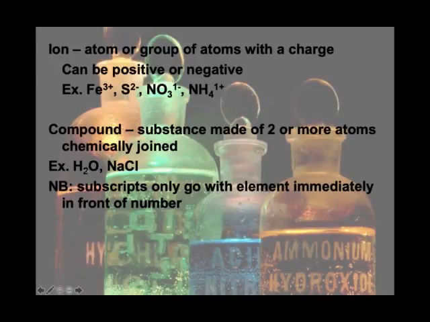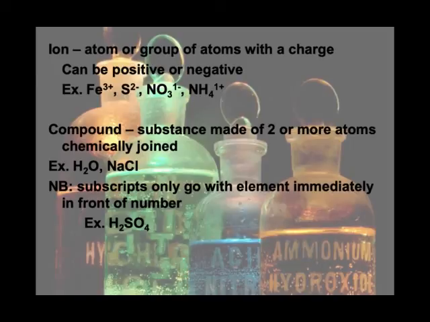These little subscripts are really important because they only go with the element that's immediately in front of the number. For example, in water, there are 2 hydrogen atoms and only one oxygen atom. Oxygen doesn't have a 1 because if you write the element there, that means there's at least one of them. If there's more than one, then you have to put the number there. Like there's 1 sodium and 1 chlorine in sodium chloride.